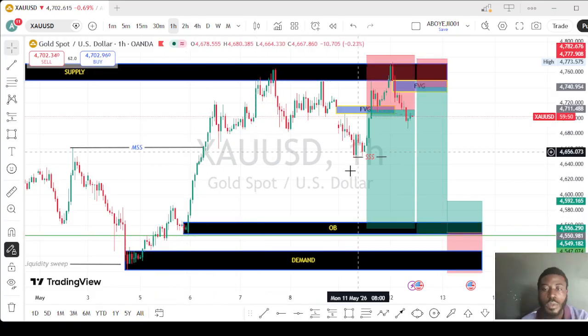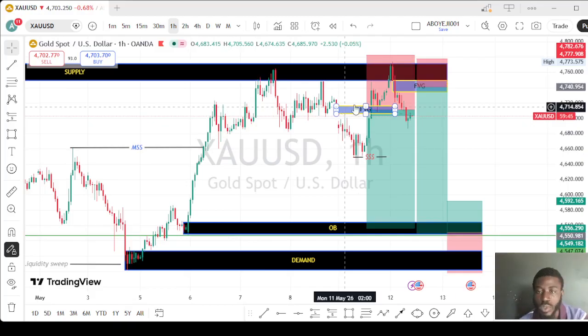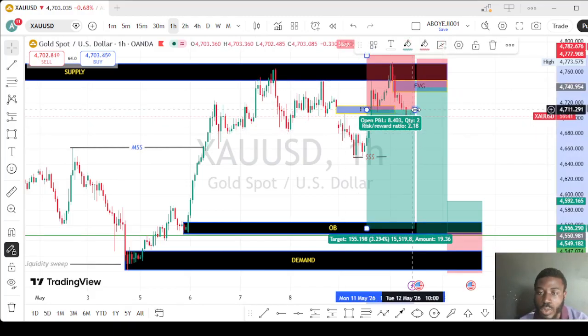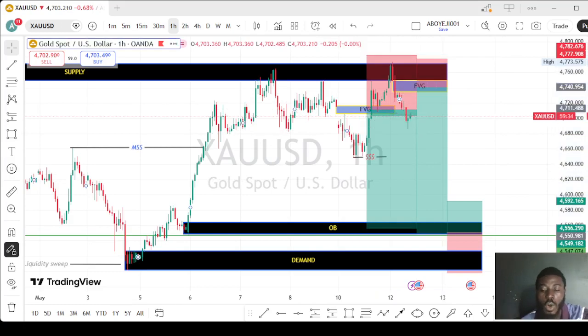huge up. So if the market breaks this, we see it as inducement. If the market breaks it, we see it as liquidity. But we are expecting a downtrend. This is the way we are expecting the market to go. This is where we are expecting the downtrend, before we can see a huge uptrend. So that is what I'm seeing on gold.